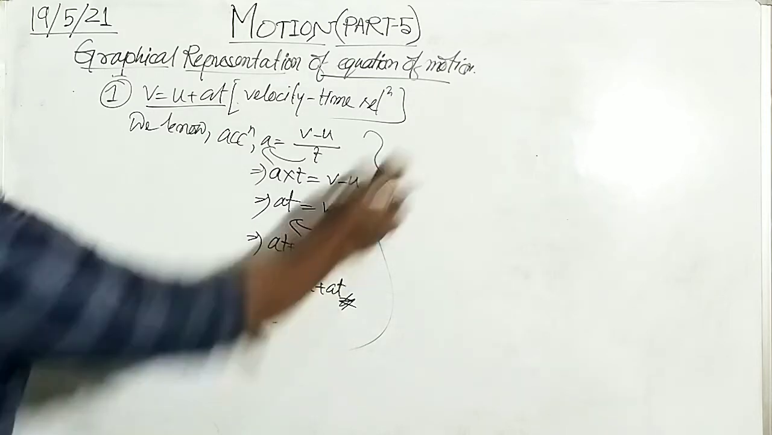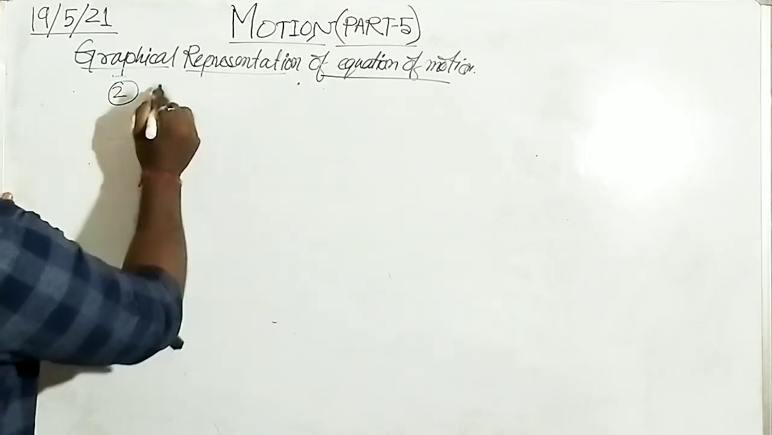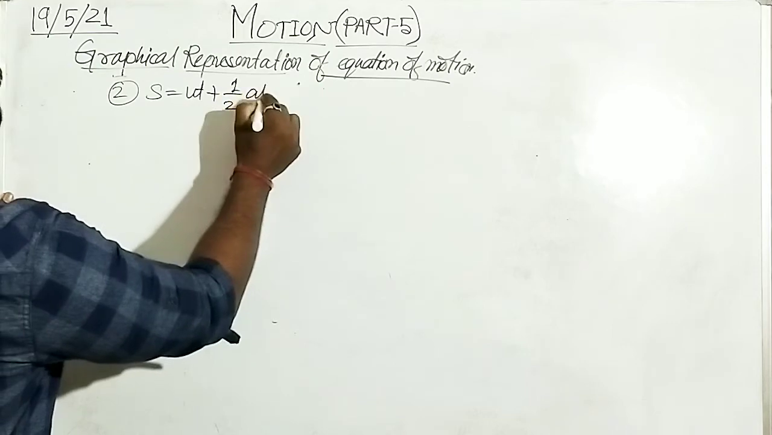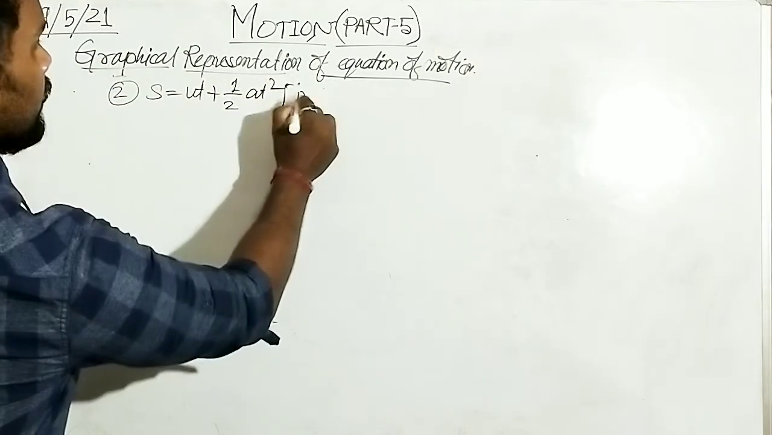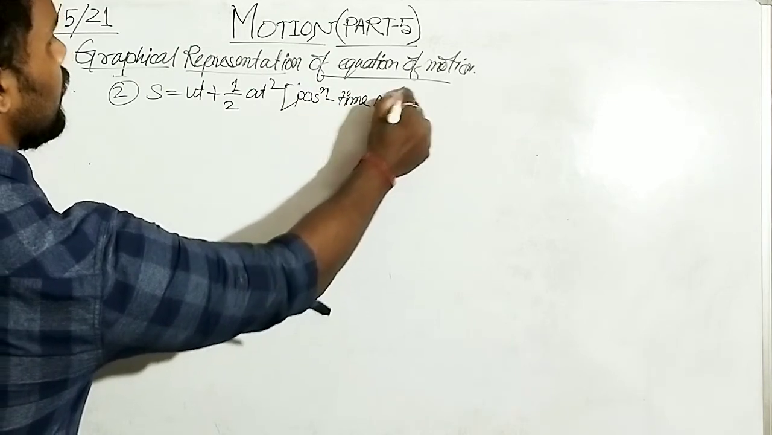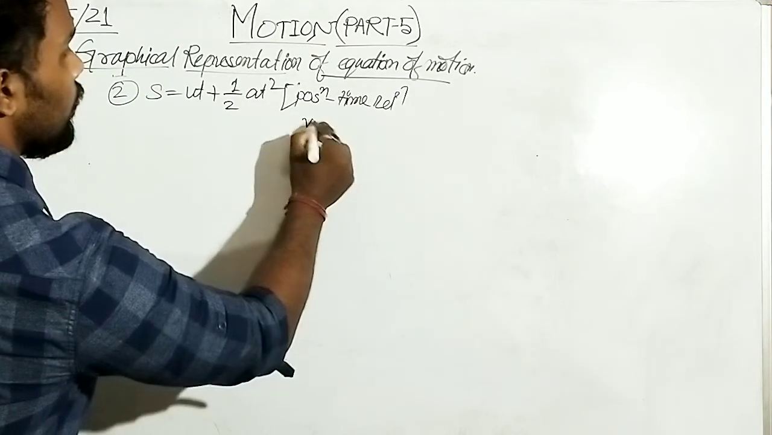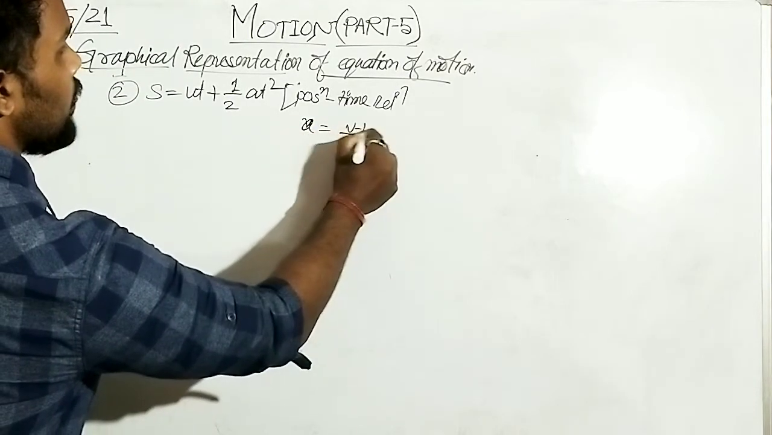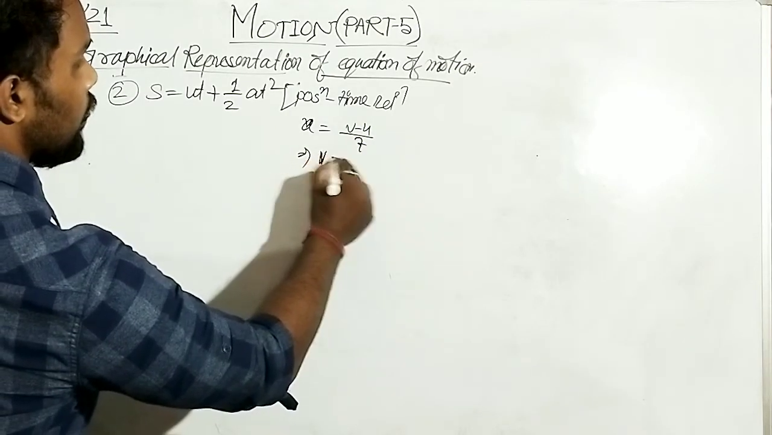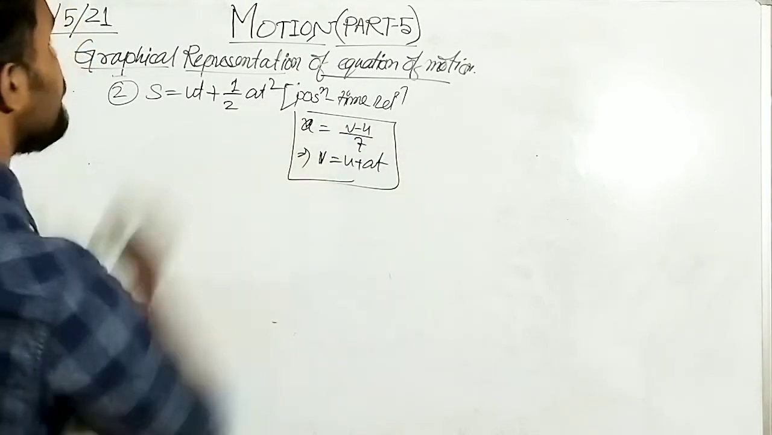I will again write 2, 1. Number 2 is s equal to ut plus half of at square. This is nothing but the position time relation. To start this, we have to write down that a equal to v minus u by t. Then we have got v equal to u plus at. Right. I will keep it in mind. We have to use this again.